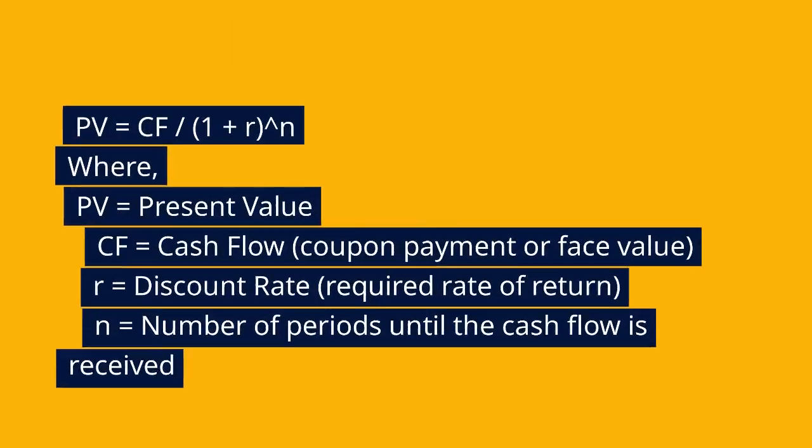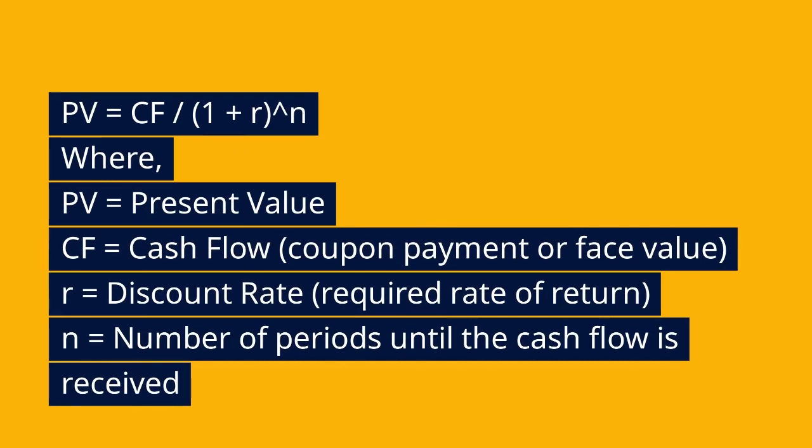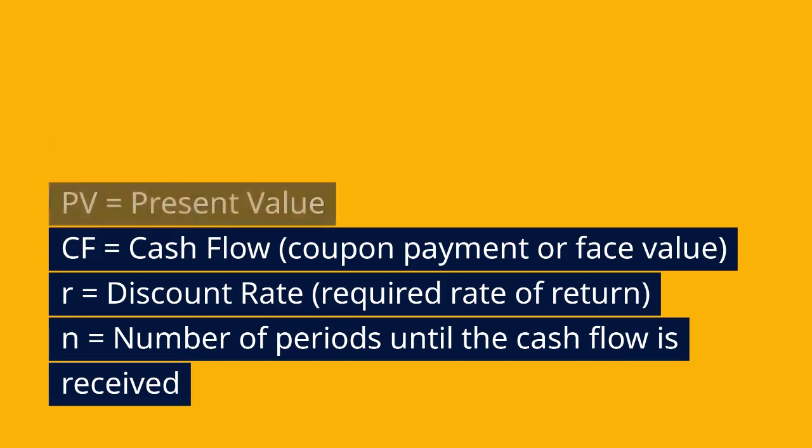The formula is PV equals CF divided by (1 plus R) to the power N, where PV equals present value, CF equals cash flow, coupon payment or face value, R equals discount rate, required rate of return, N equals number of periods until the cash flow is received.